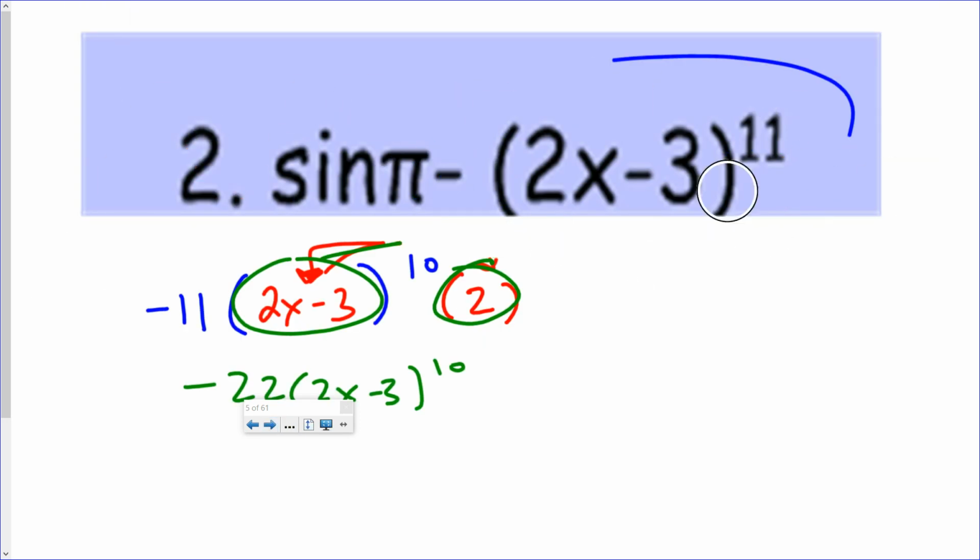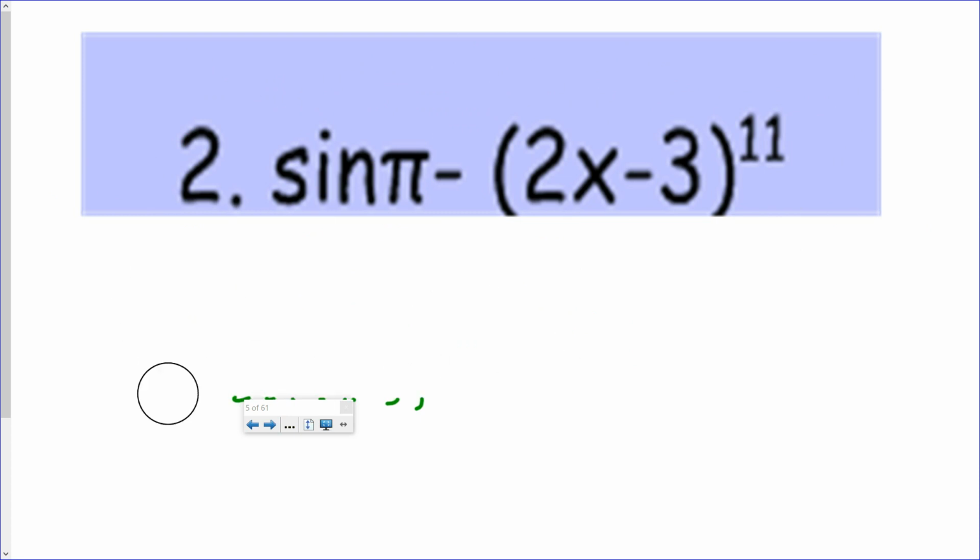Okay, look at this problem. Do you guys actually see that this is 2 problems in one also? You get to do 2. Do you see it? I know, your heart's beating fast. Okay, that's a good signal. You get to do 2 problems. All right, so I'm going to first take the derivative of sine pi.